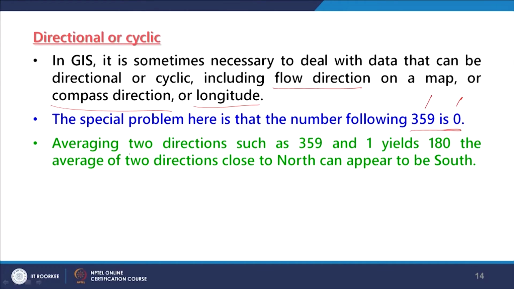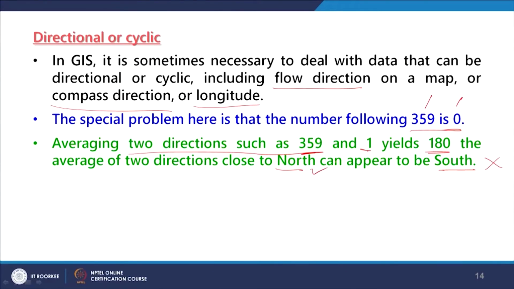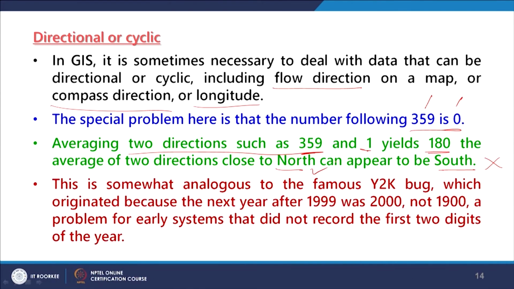Averaging two directions such as 359 and 1 yields 180, that means south, but basically we know it is directional data. So 359 plus 1 equals 0, that means 360 degrees, and it is north, not south. So one has to be very careful with directional data. Nowadays GIS are capable and there is no issue.